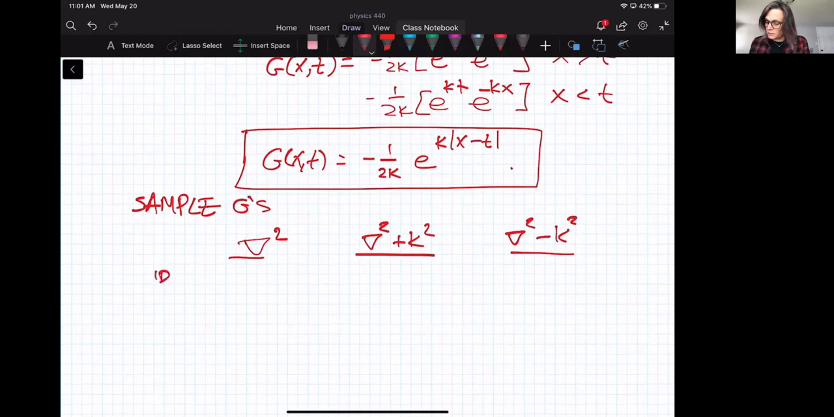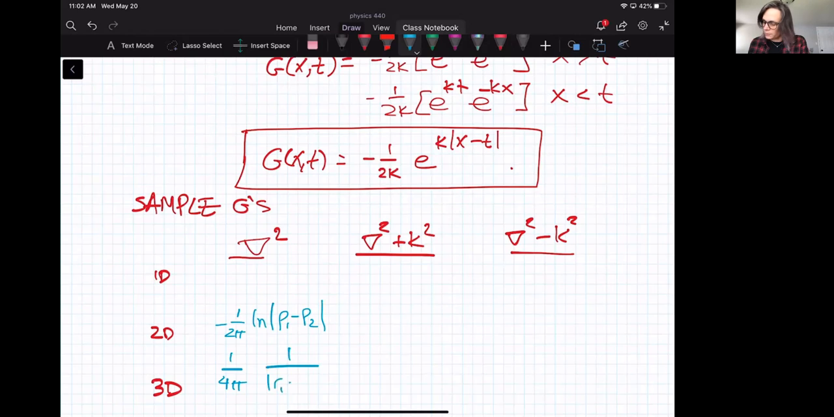And because these take on different characteristics, you can look at what these all look like in 1 and 2 and 3 dimensions. So we've done some of this already. Say, for example, in 2D, the Laplace operator has minus 1 over 2 pi times the log of rho 1 minus rho 2. In 3D, which is where we started all of this, 1 over 4 pi times R1 minus R2.